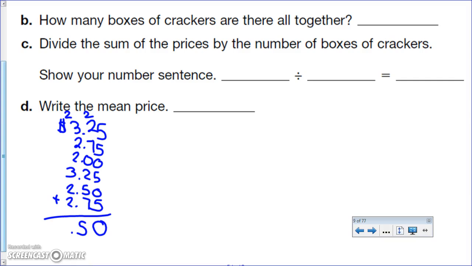2 plus 3 is 5, plus 2 is 7, plus 2 is 9, plus 3 is 12, plus 2 is 14, plus 2 is 16. And always remember to put your dollar sign. So our total is $16.50. We're going to go up and put that on line A.